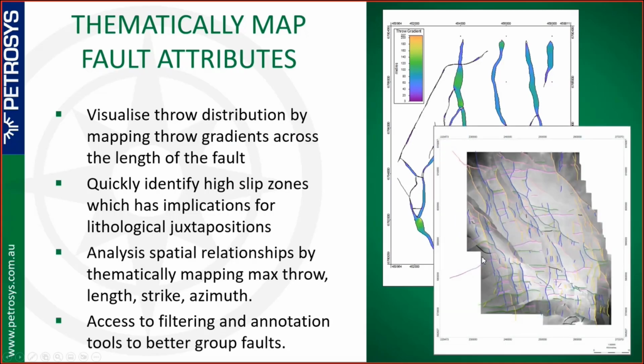On top of that, there's also another slightly different tool which allows you to analyze the maximum throw, the fault length, the fault strike, and also the fault azimuth. So what that will do is assign a single color to each of your faults, showing that attribute.